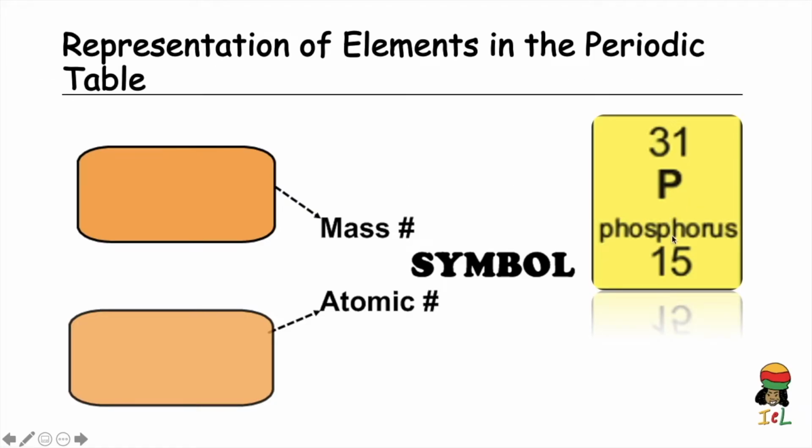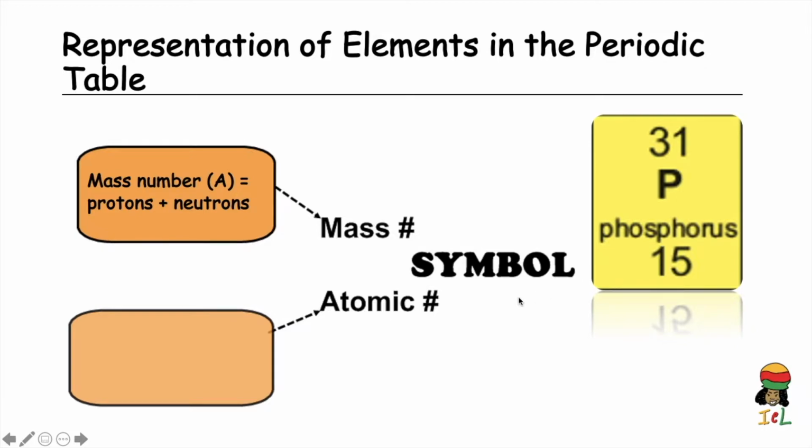We're using phosphorus as an example. It has a number to the top, which is 31, and another number to the bottom, which is 15. The number to the top of the symbol is called the mass number. So the mass number for phosphorus, which has the symbol P, is 31. The mass number gives us some very important information. It tells us the total number of protons and neutrons in the nucleus of the atom. And the mass number is denoted by the symbol A.